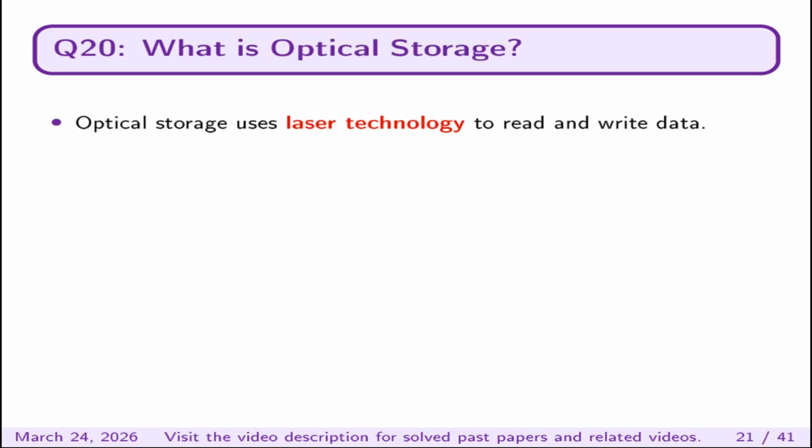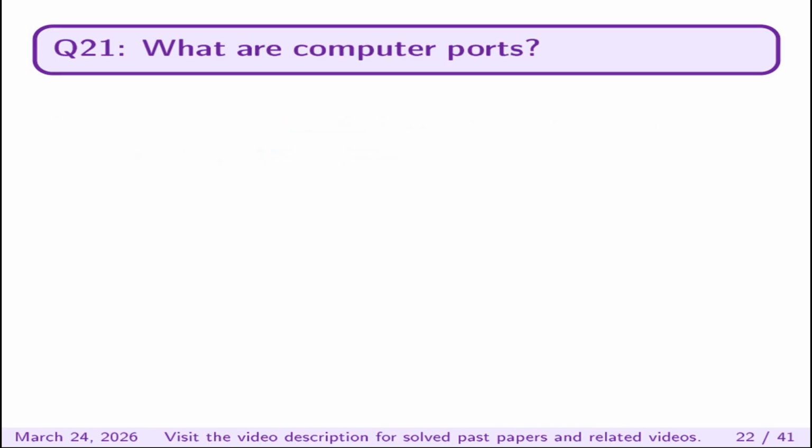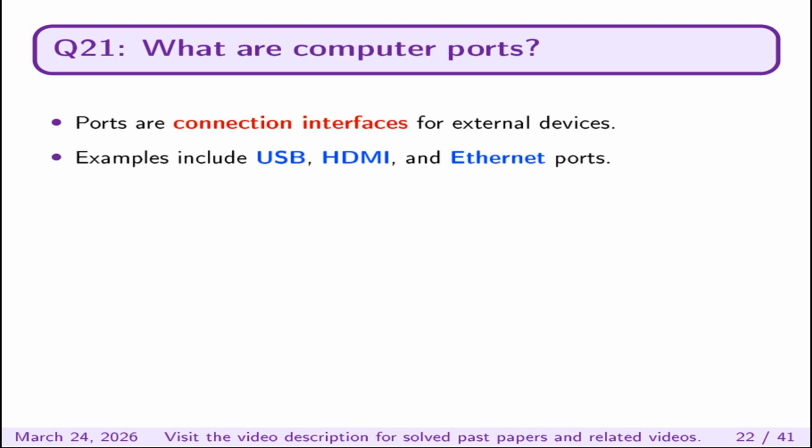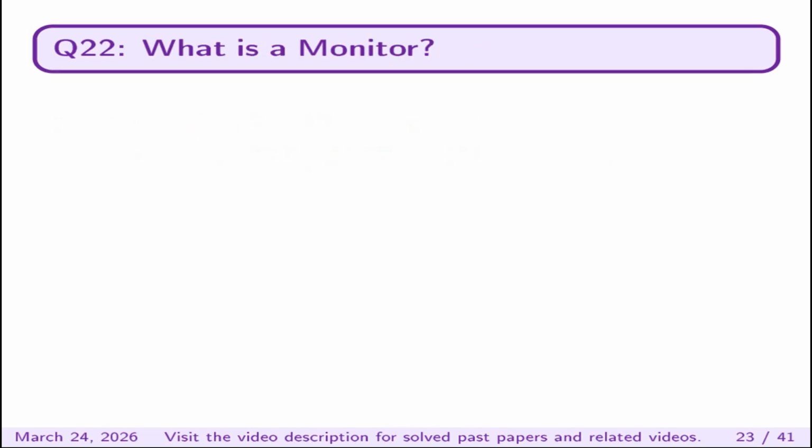What is optical storage? Optical storage uses laser technology to read and write data. Examples include CD and DVD. What are computer ports? Ports are connection interfaces for external devices. Examples include USB, HDMI, and Ethernet ports.